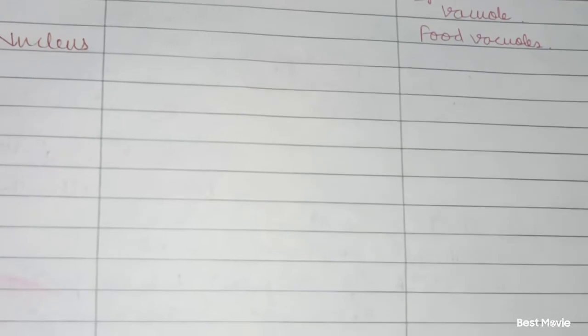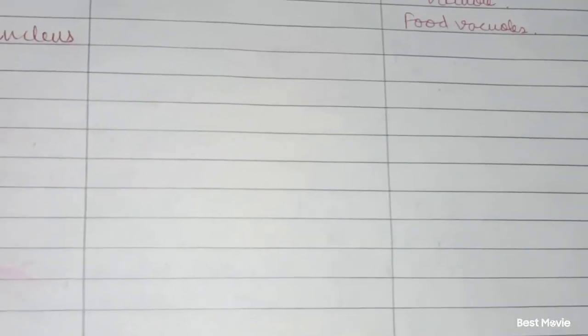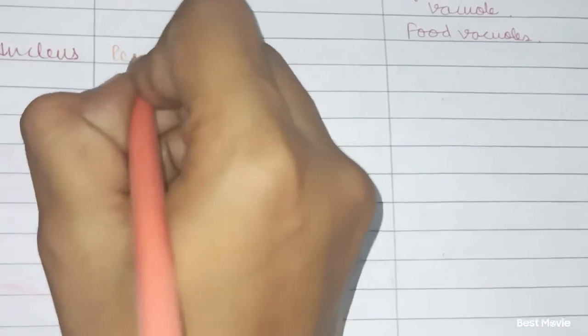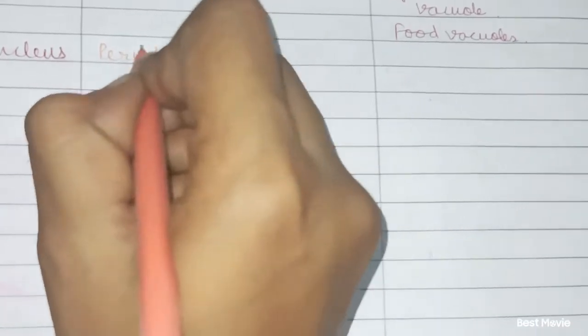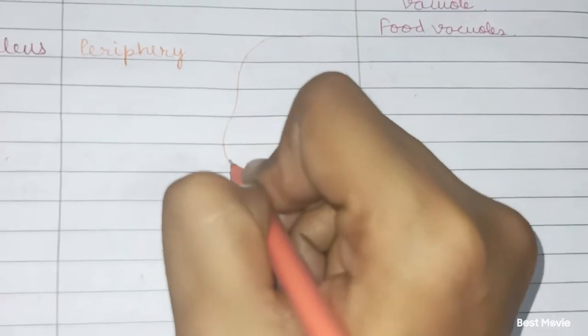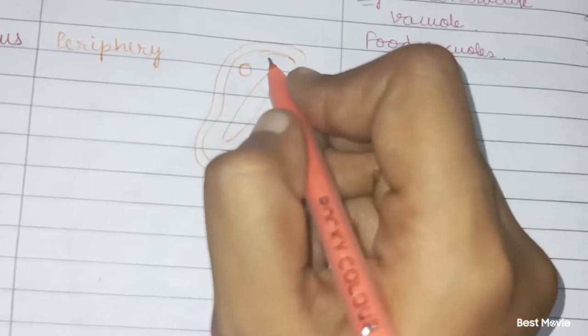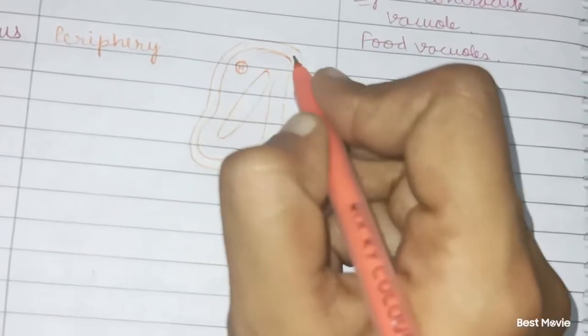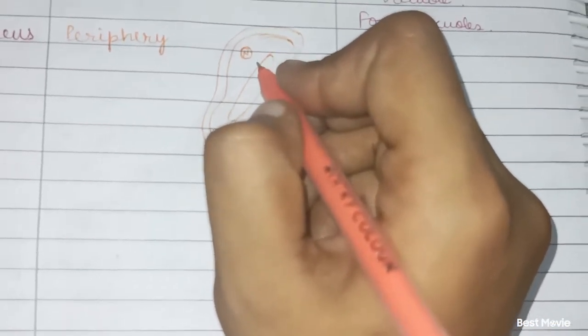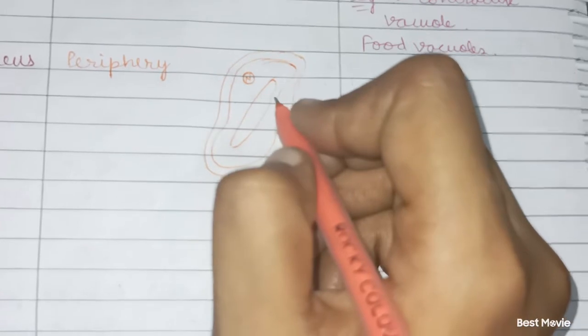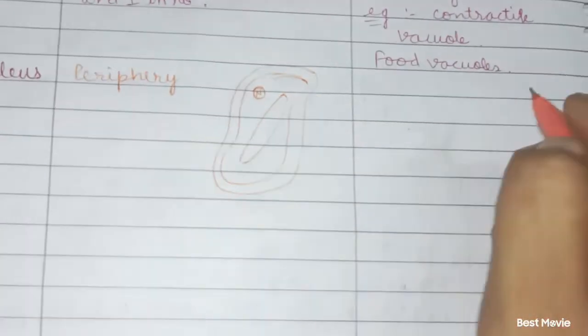The next difference is on the basis of nucleus. In plant cells, we have the nucleus at the periphery. There's a logical reason behind it. Suppose this is a plant cell, this is its cell wall and this is its plasma membrane, just assume. The middle portion of it is covered by the vacuole, so the nucleus gets a small space at the periphery. That's why the nucleus in the plant cell is on the periphery.